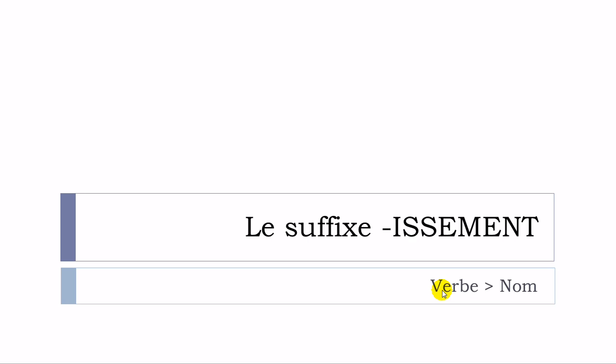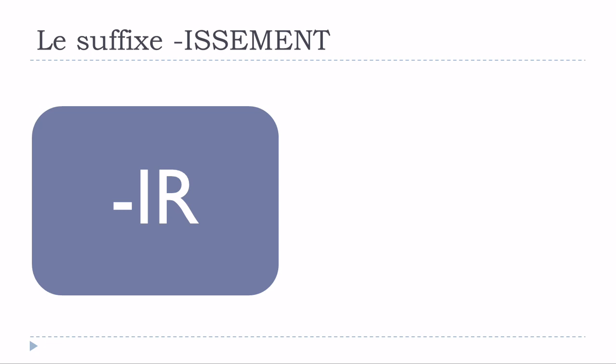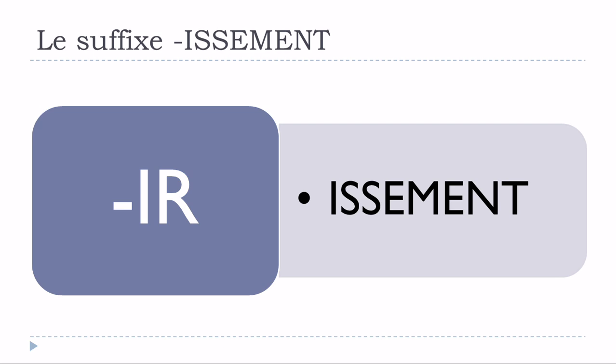So let's see. The idea is that we're talking here about the verbs that belong to the second group of verbs, so ending in -ir, okay? And the rule is that we'll take away this -ir, the ending of the verb, and we'll replace it with the suffix -issement, so I-S-S-E-M-E-N-T. Okay, so that's the rule.